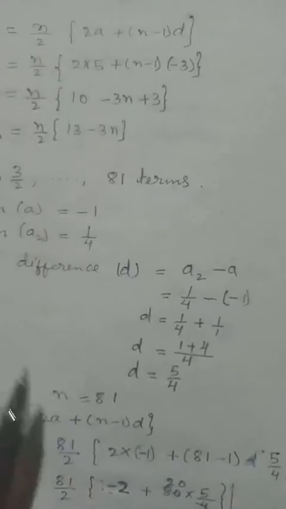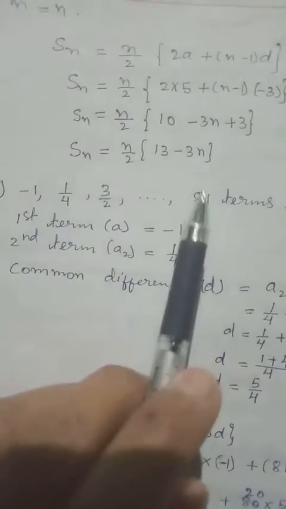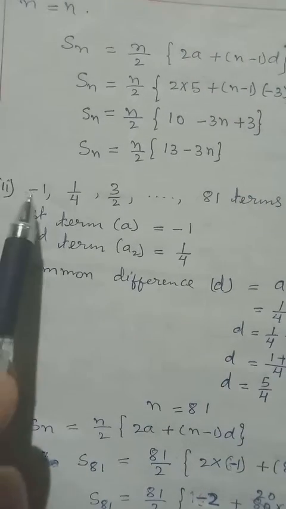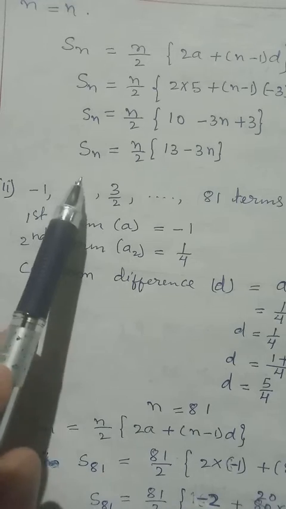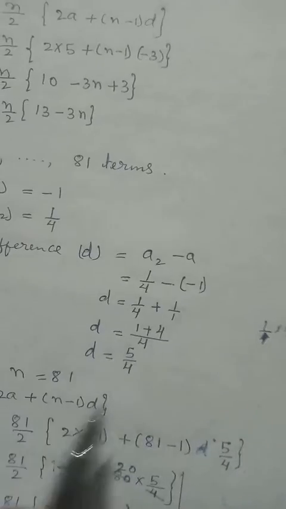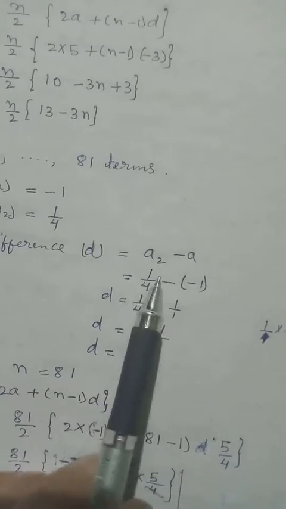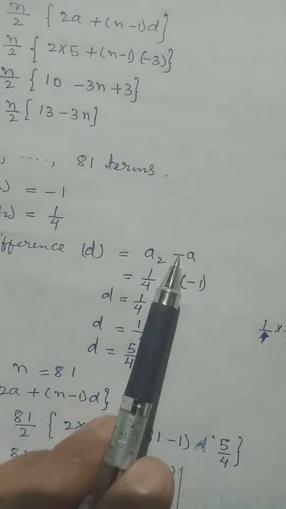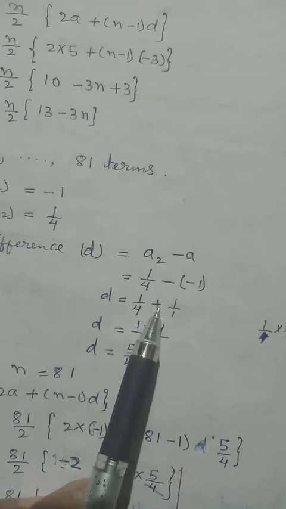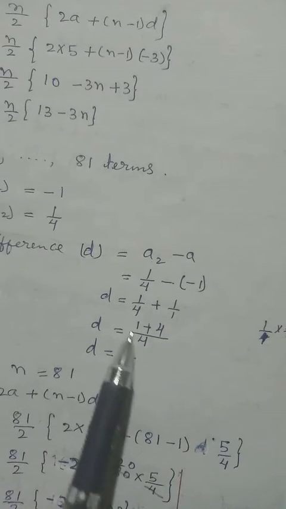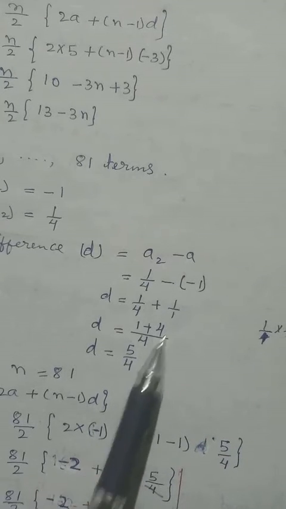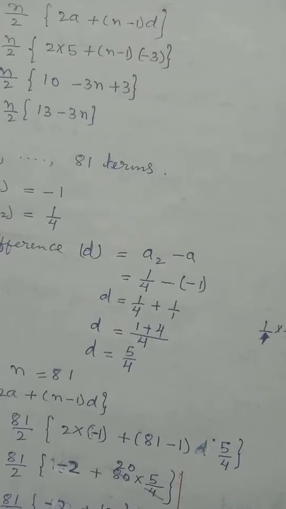Then here we have again, now we have 81 terms, so that means n equals 81. First term we have minus 1, then the second term 1 by 4. So you can find the common difference. But here we have 1 minus from the formula, 1 minus from the question, so you better multiply them, it becomes plus. Once you have a fraction, please find the LCM. Then 1 divided by 4, 4 into 1, 4. So the common difference is 5 by 4.